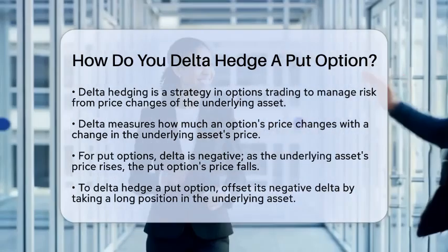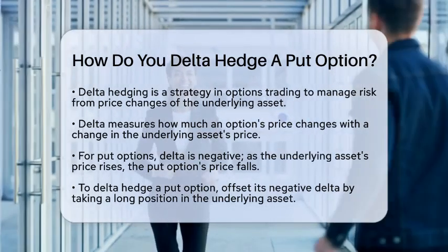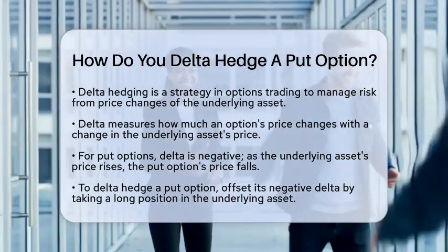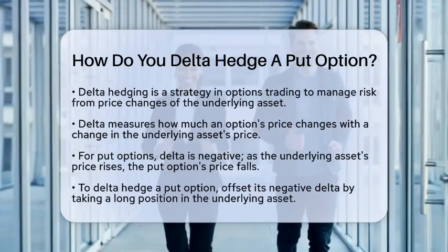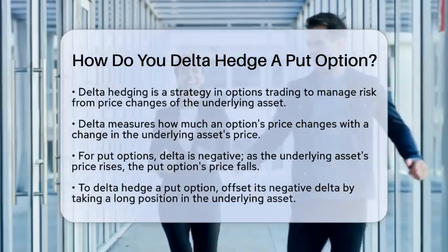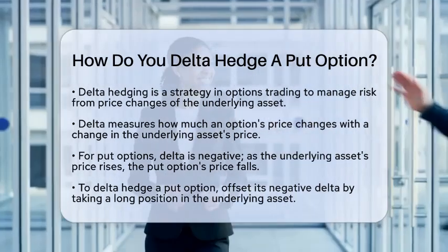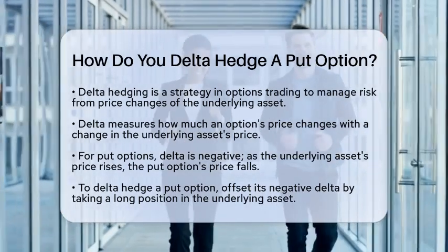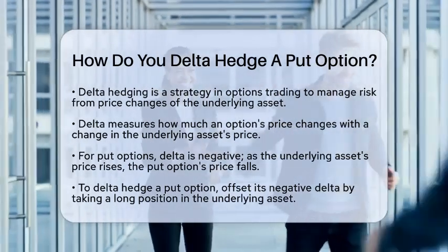First, let's talk about delta. Delta measures how much the price of an option changes when the price of the underlying asset changes. For put options, delta is negative, which means that as the underlying asset's price goes up, the price of the put option goes down. Now, to delta hedge a put option, you need to offset its negative delta.